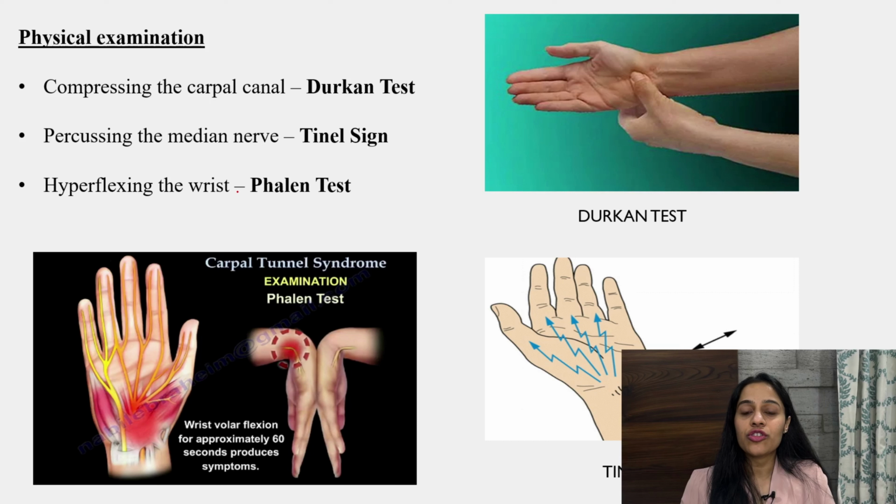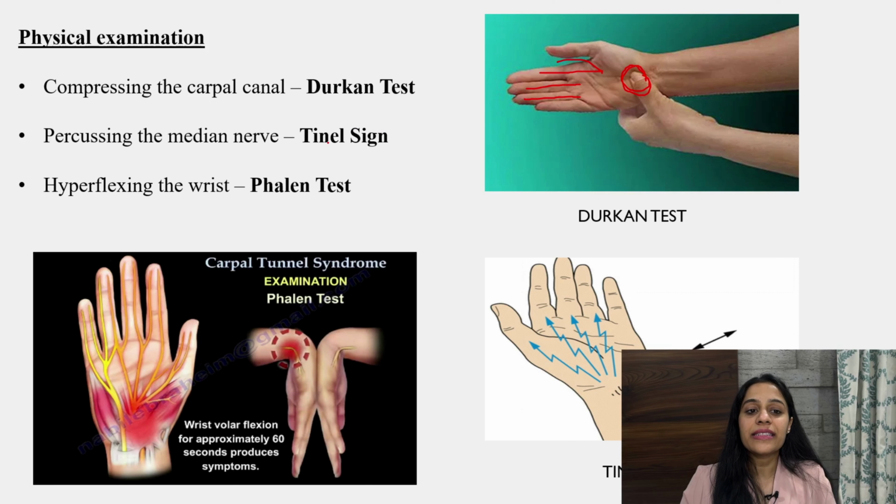Coming to the examination, how can you diagnose it? There are three important tests. First is Durkan's test. By compressing the carpal canal, the pain, paresthesia and numbness will increase. In this figure you can see Durkan's test, compressing over the carpal tunnel. The patient will complain of pain and paresthesia over these fingers.